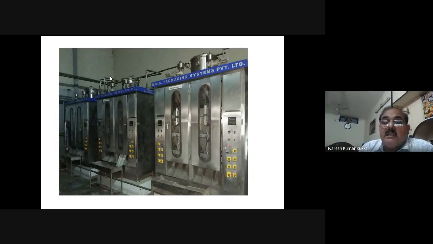Pouch filling machine, because we get the milk in pouches, na? These are the packing machines for pouches. Pouch filling. Normal pasteurized milk.